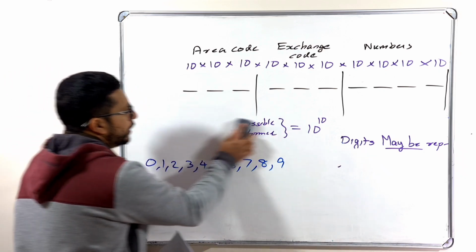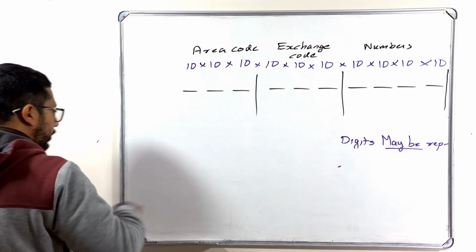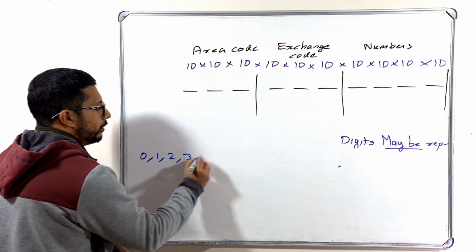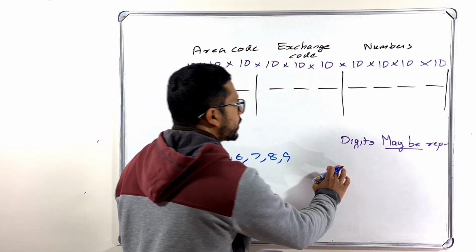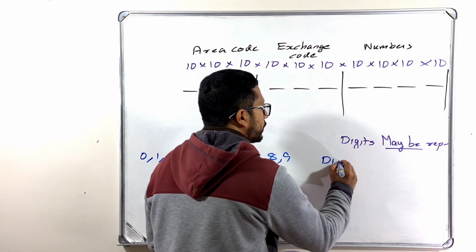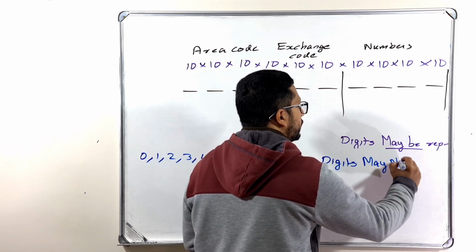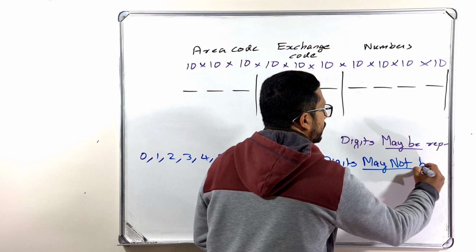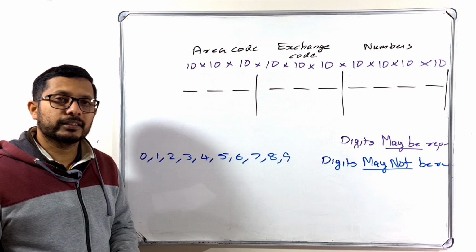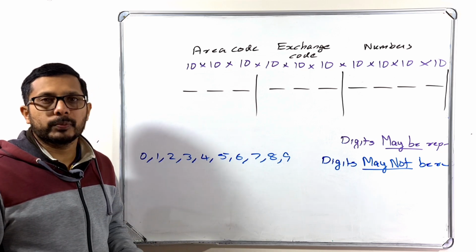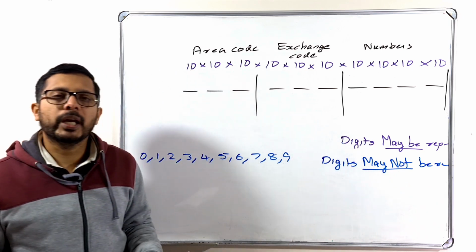Maybe when you write your exam, they will ask that digits may not be repeated. Then how can you find how many possibilities there are? So what is the meaning of may not be repeated?